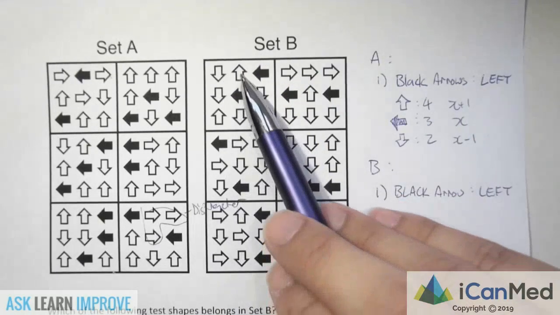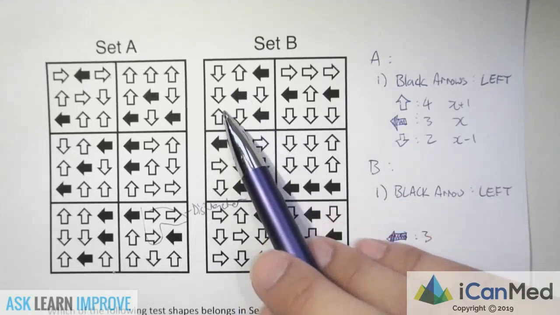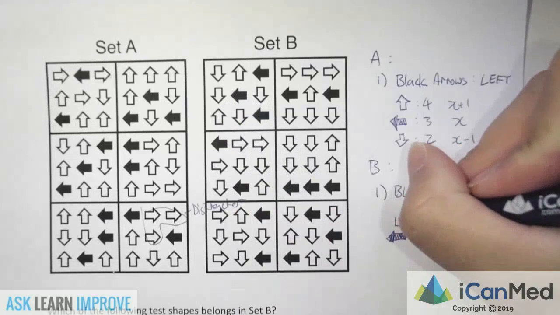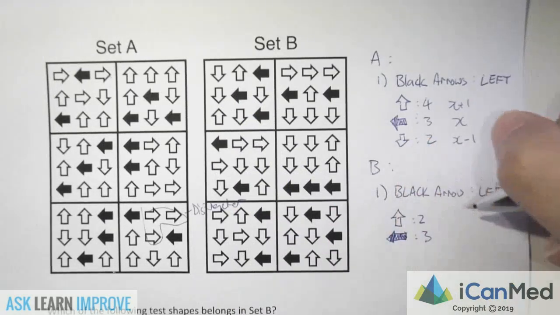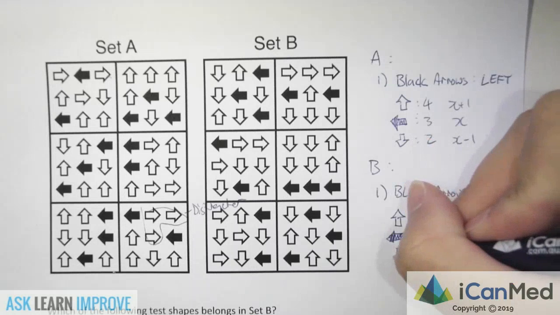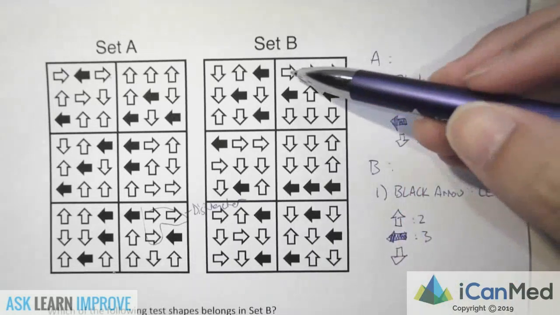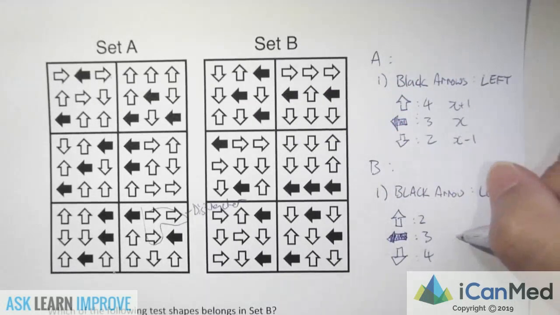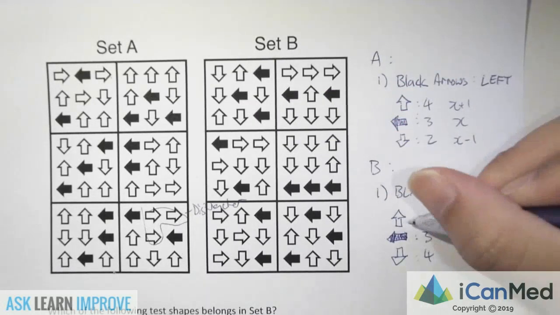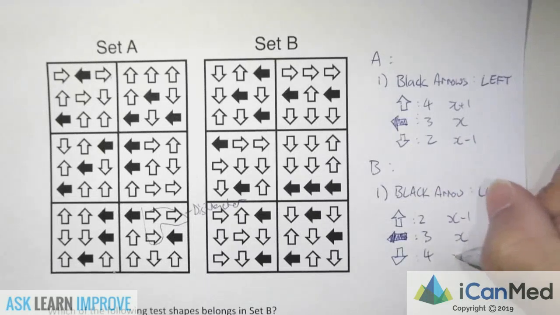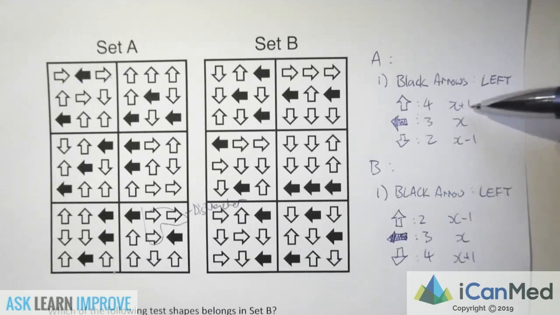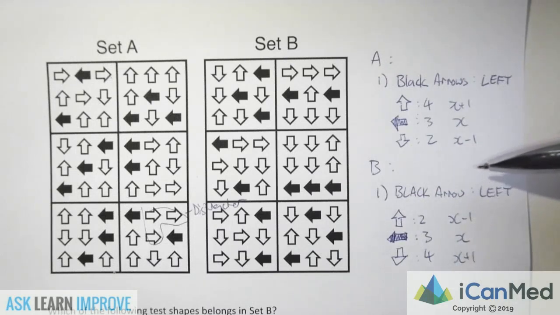So for the up arrows, you can see that there's 2 going up, and the down arrows should have 4. 1, 2, 3, 4, which is indeed the case. So here, if I call the black arrow x, the up arrow will be x minus 1, and the bottom arrow will be x plus 1. This is viable because these are different from the rules in set A. So it makes sense.